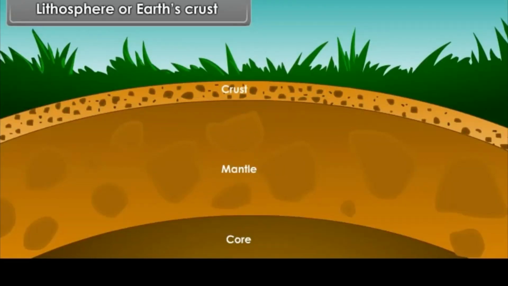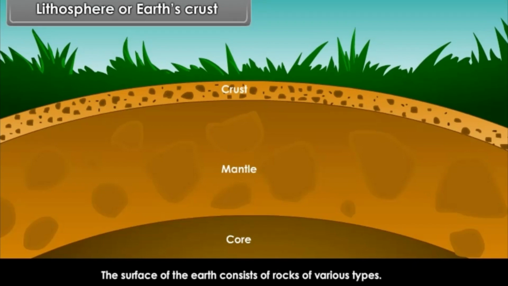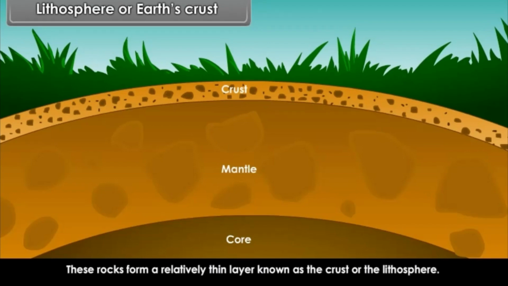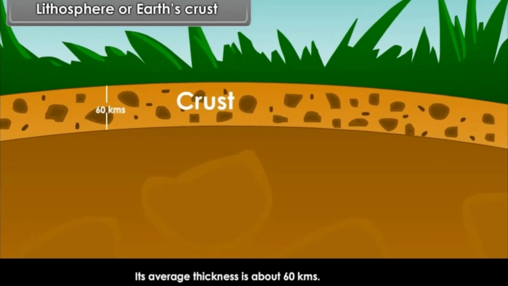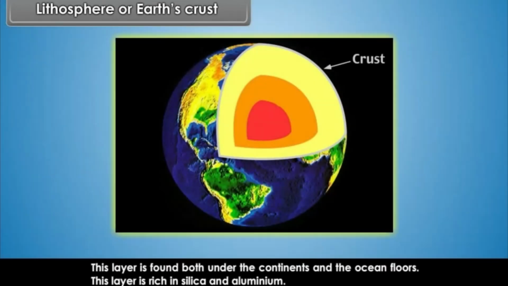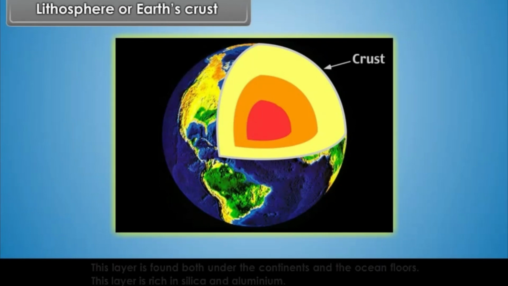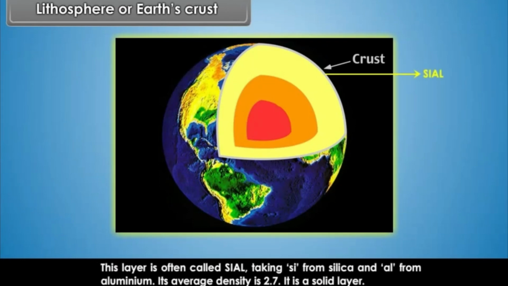Lithosphere or Earth's crust. The surface of the Earth consists of rocks of various types. These rocks form a relatively thin layer known as the crust or the lithosphere. Its average thickness is about 60 kilometers. This layer is found both under the continents and the ocean floors. It is rich in silica and aluminium, and is often called Sial, taking Si from silica and Al from aluminium. Its average density is 2.7. It is a solid layer.